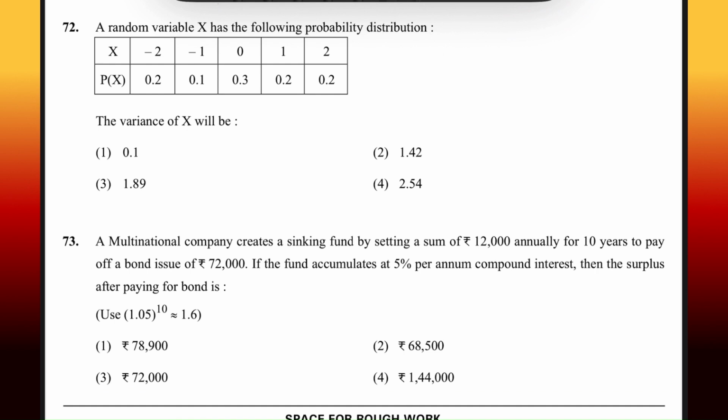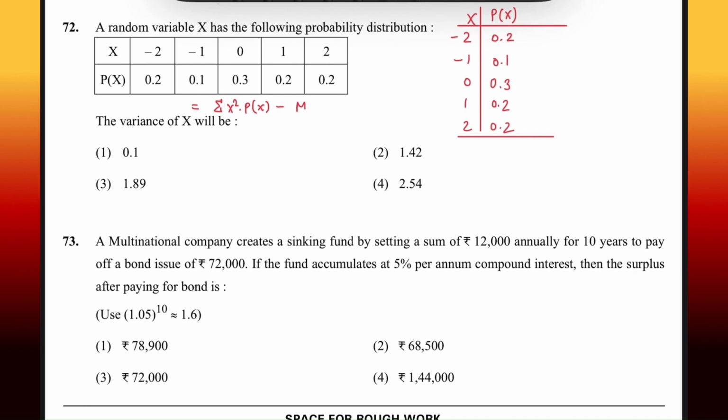The random variable x has the following probability distribution. So you have the distribution table. Let's put it in vertical form. So x, px. You have minus 2, minus 1, 0, 1, 2, and then you have 0.2, 0.1, 0.3, 0.2, 0.2 as the probability. He needs you to find the variance of x. How do you find the variance of x? It is given by summation x square px minus the mean, where the mean is given by summation x px, whole square, right? So we need to find this.